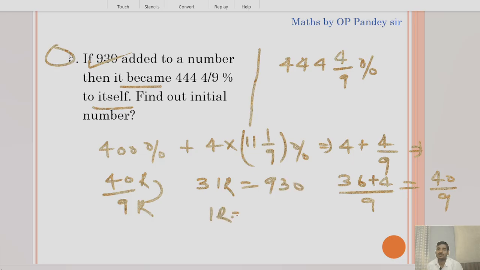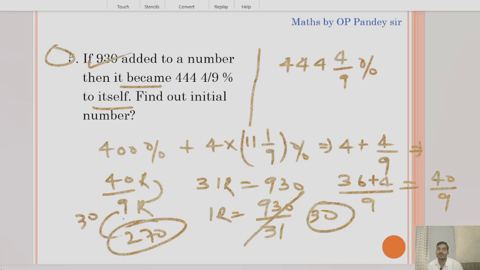So 1 ratio is 930 divided by 31. This is 30. 1 ratio is 30 and the denominator part is 100%. So multiply by 9 ratio, 9 into 30, the answer must be 270. 270 is the correct answer for this question.